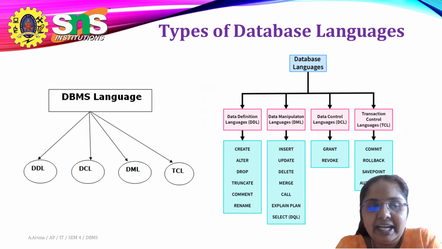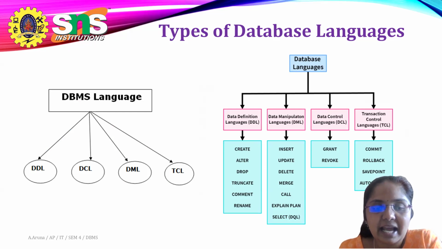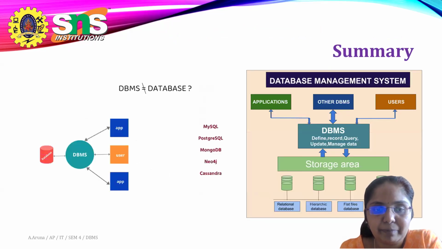One is DDL, data definition language; then data manipulation language, data control language, and transaction control language. Here everything is in terms of commands. Data definition language commands are create, alter, drop, truncate, comment, rename. Insert, update, delete, merge, call, explain plan, select are the DML commands. The DCL commands are grant and revoke, that is the access specifier. Transaction language is the fourth: commit, rollback, or savepoint. These are the few transactional language commands. This can be used in query processing.